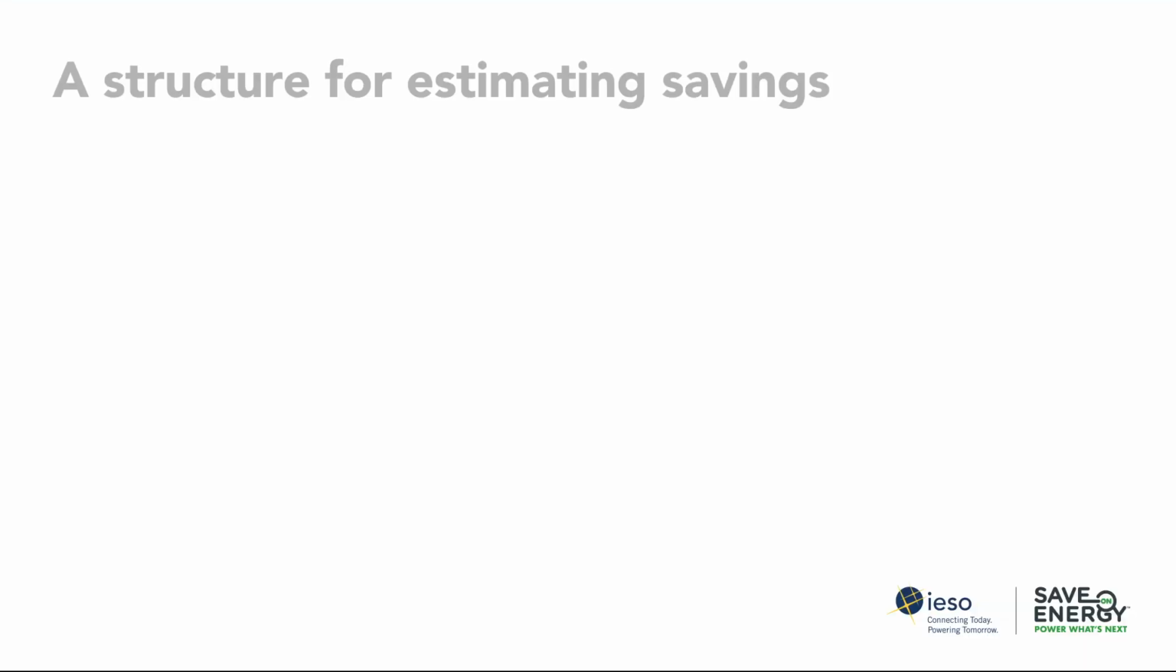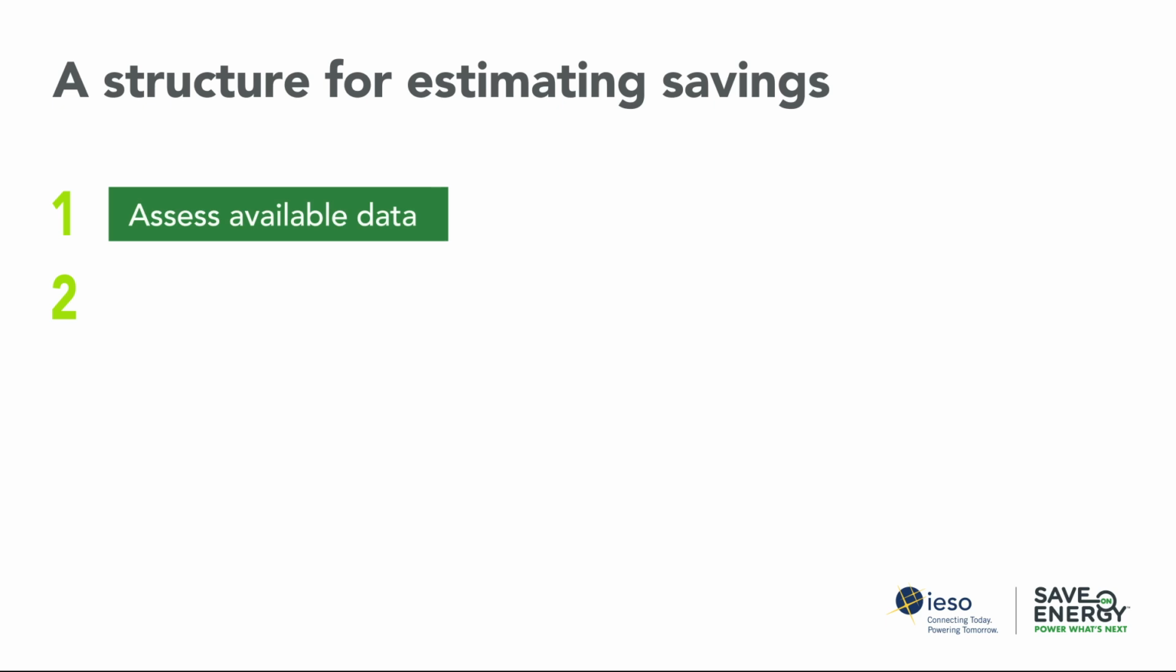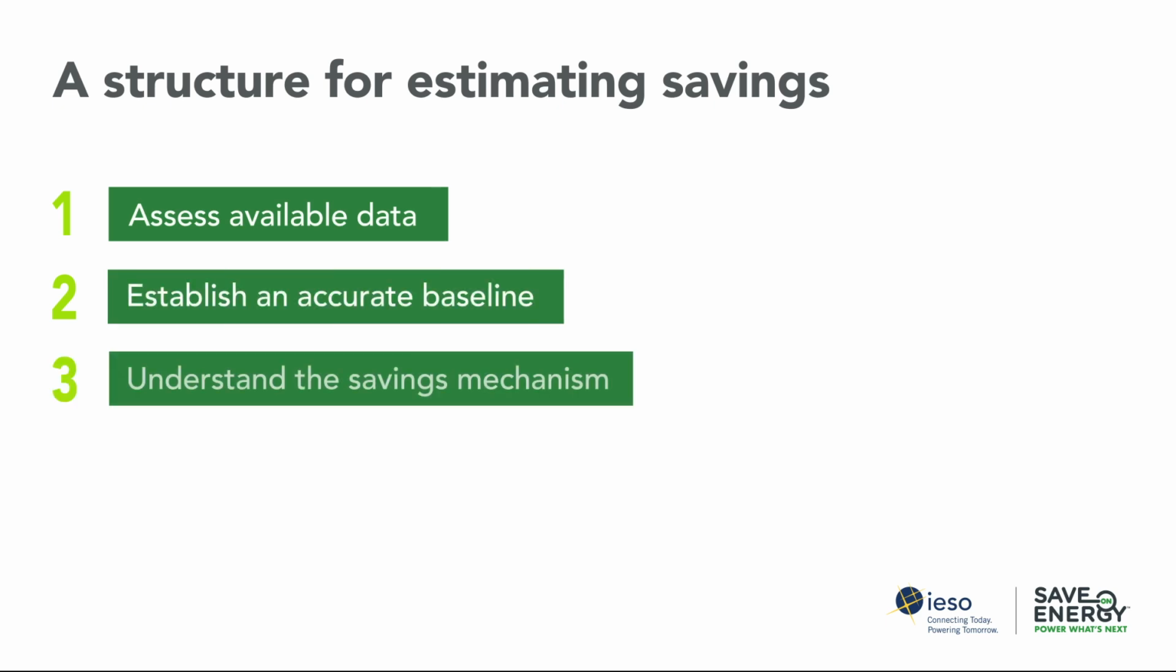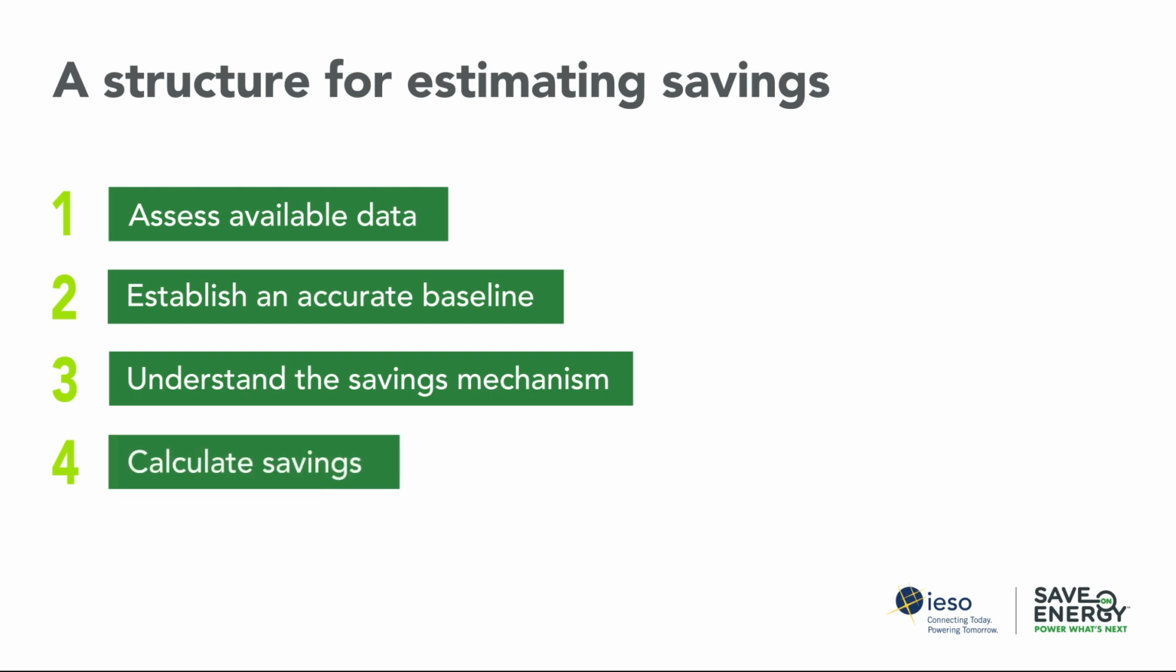In this lesson, you'll learn a structure for estimating savings that will help you avoid the most inaccurate of savings estimates. The first 3 steps in this structure are assess available data, establish a baseline, and understand the savings mechanism. These steps will ensure that you have a solid understanding of your system so that you can move on to the final step, calculate savings. With this approach, you can be confident that your results are grounded in reality.